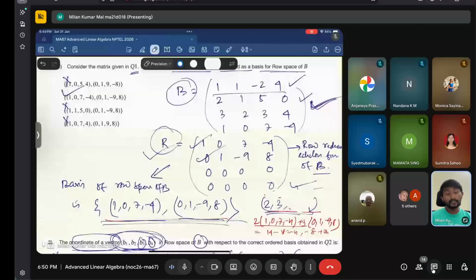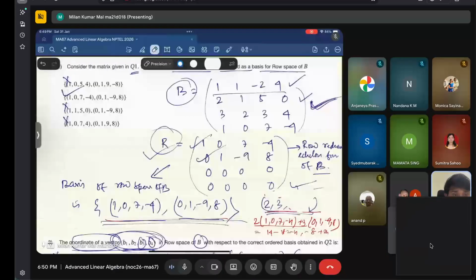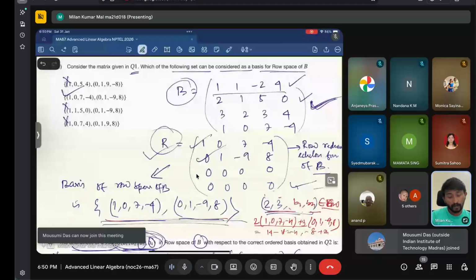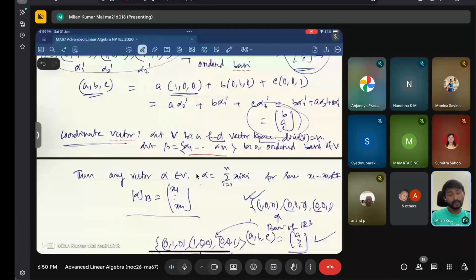Now the question is, what is the coordinate vector? If you remember the coordinate vector terminology I was explaining: if you have an ordered basis alpha 1, alpha 2, up to alpha n, and alpha is a vector in V, then any element in V can be written as a scalar multiple combination of the ordered basis. These are the scalars, meaning elements from the field over which V is a vector space. The xi are those scalars, and writing x1, x2, up to xn in this way is called the coordinate vector.